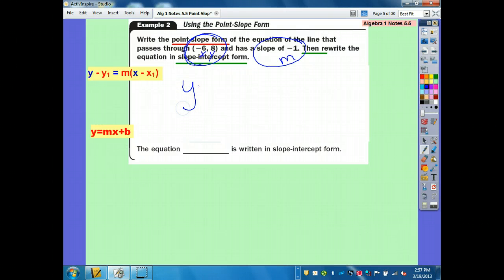Y minus 8 equals -1, because that's my slope, times the parenthesis x plus 6. Why are you saying plus 6? It's a -6, because it says minus and minus 6. Right, because it's -6, which you guys were on the ball ahead of me. A negative times a negative is a +6. All right?